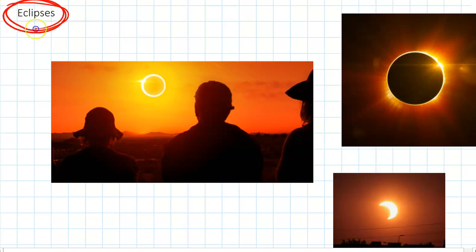So eclipses we've already learnt a bit about. We know that an eclipse is where one object in space passes in front of another object and blocks it out from view. Either it completely blocks it out or it partially does. Well, there's actually two main types of eclipses, and they're solar eclipses and lunar eclipses.